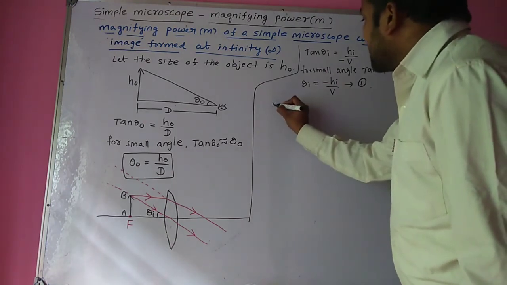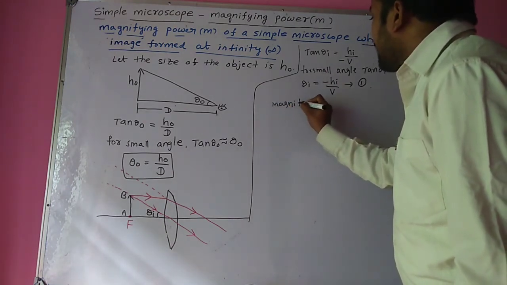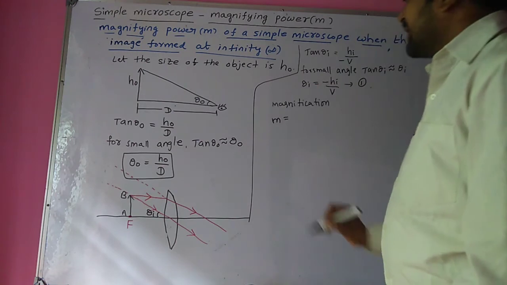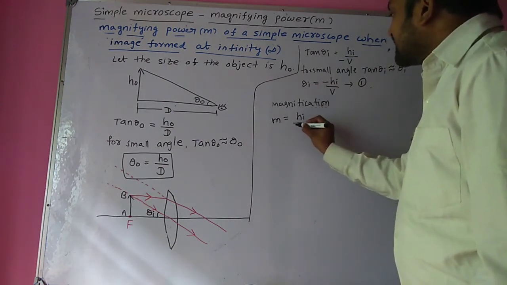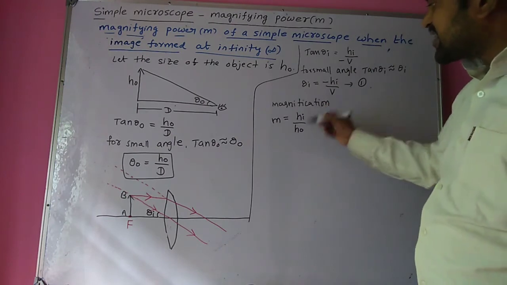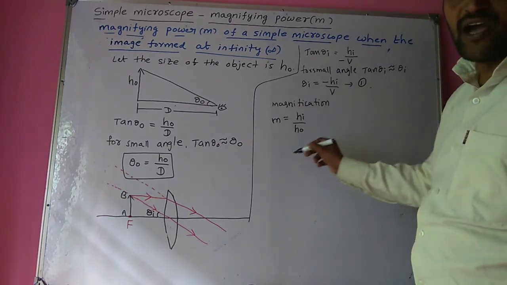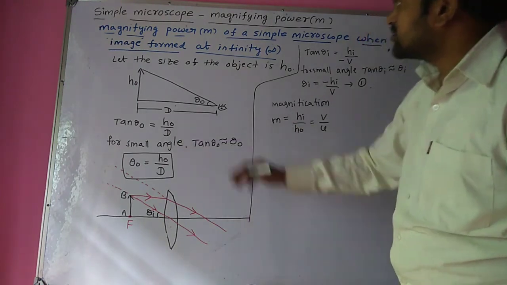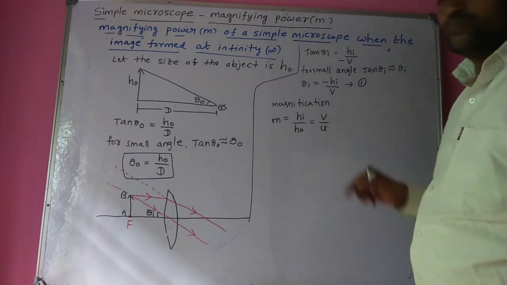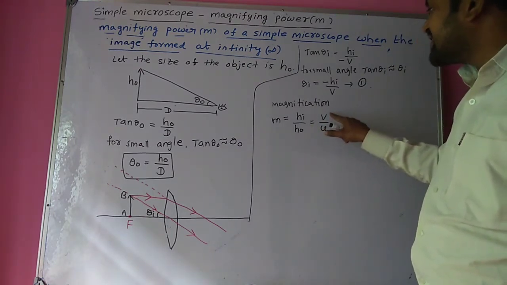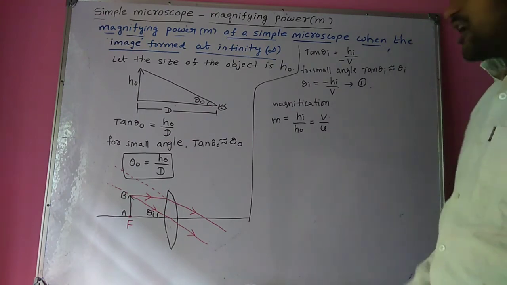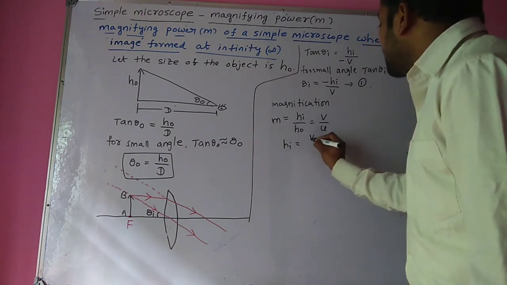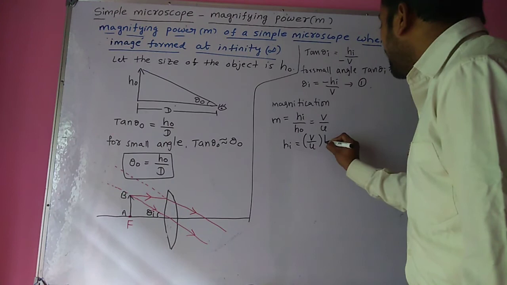We know the magnification formula. What is the magnification formula? M is equal to HI by HO, that is the ratio of the size of the image to the size of the object. It is in terms of sizes of the image and object. And it can also be written as V by U. So previously we have discussed that HI by HO is equal to V by U. From this formula we can write HI is equal to V by U into HO.